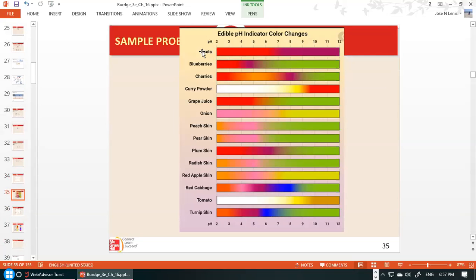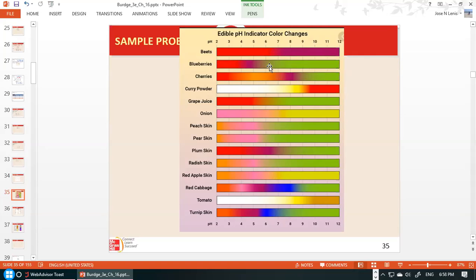Beet juice is also very good to make natural acid-base indicators. Look at the color of the beet juice at different pH. If you change the pH of the juice by adding a weak acid or a weak base, you will see color changes from red to violet. The change starts to occur around 6.5. Blueberries, you see different colors here. They show a green color here. I'm talking about the blueberry juice.